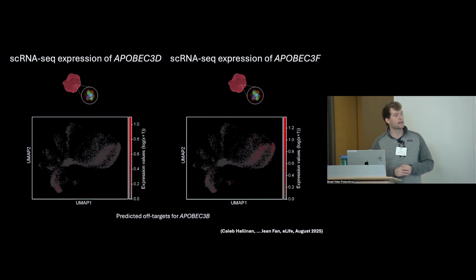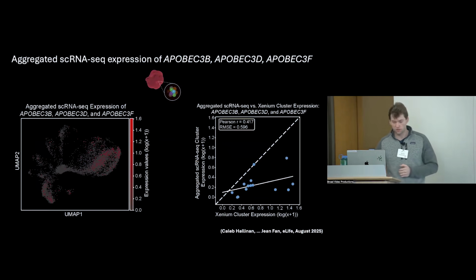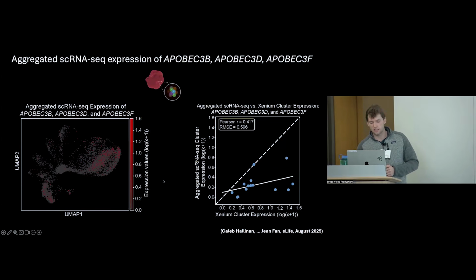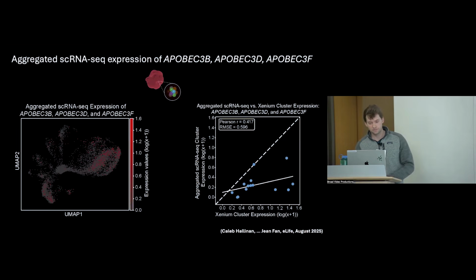However, if we take a look at the two predicted off-targets for APOBEC3B, APOBEC3D and 3F, we see that they are expressed, kind of all over this UMAP. If we aggregate all three of these genes on this UMAP, this is the result you'll get. We can do this correlation analysis and see that it went from a Pearson R of 0 to a Pearson R of 0.417 and a lower RMSE. So hopefully this shows you that we can use these orthogonal technologies to evaluate these off-targets within the Xenium dataset.